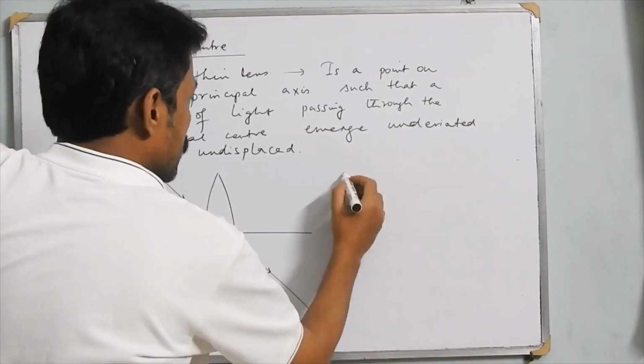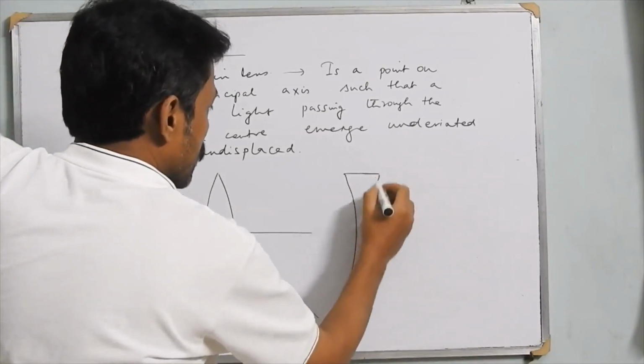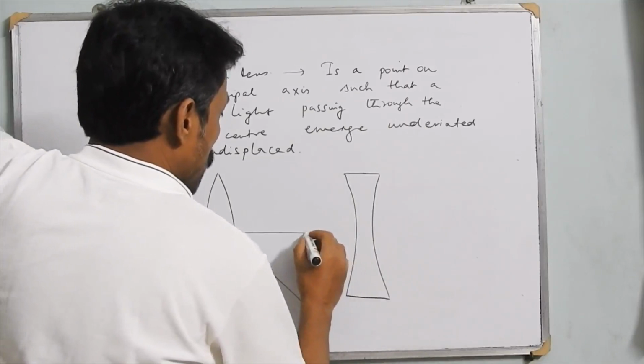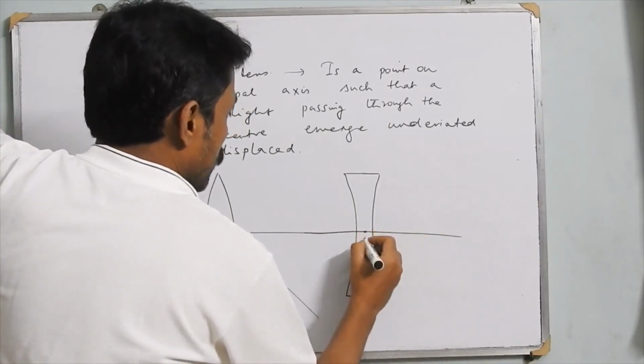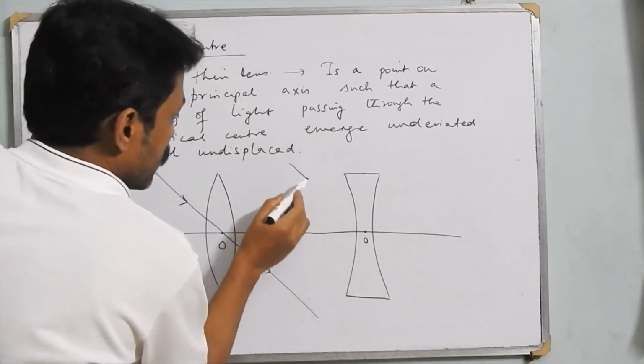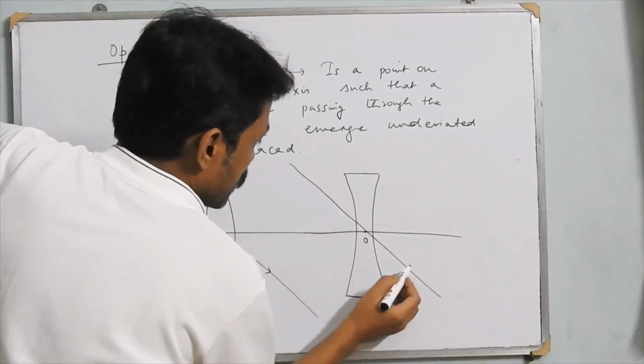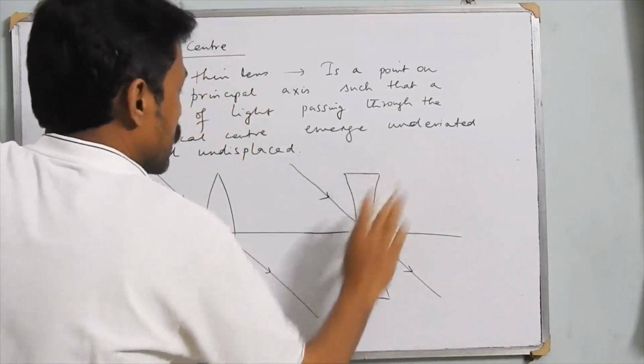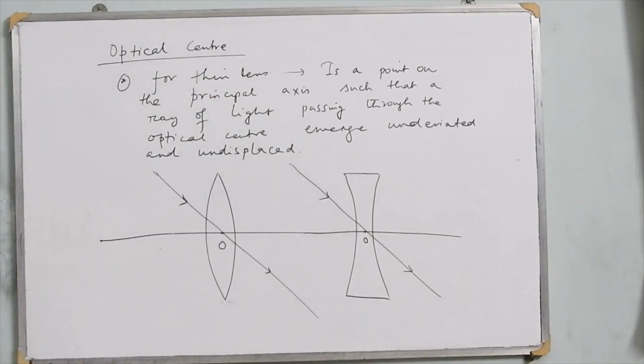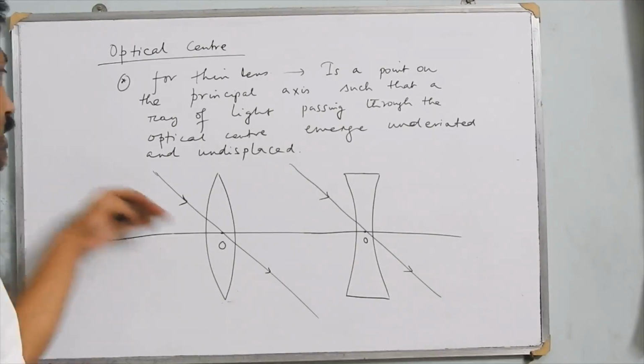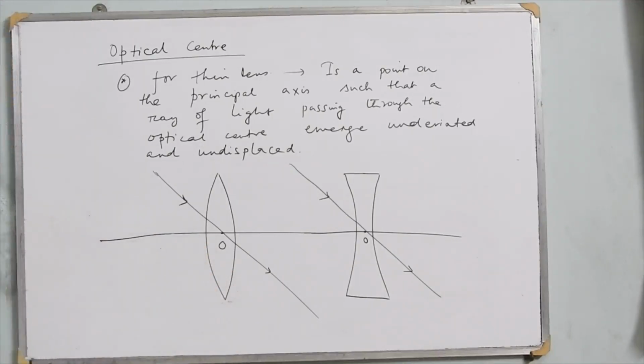And a similar realization also holds for a concave lens. The definition remains the same, and the action also remains the same. So the ray of light which is passing through the optical center will emerge undeviated and undisplaced. Whereas if you define it for a thick lens, the ray of light after emerging out of the lens will get displaced, and there is a prominent lateral displacement in that.